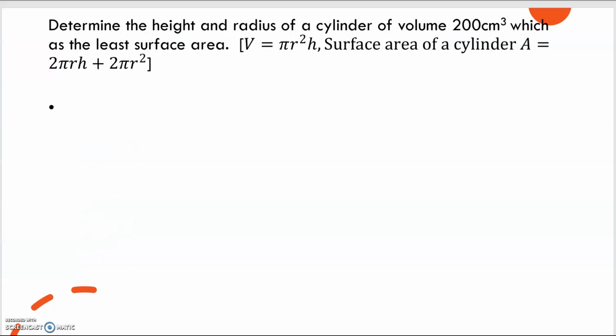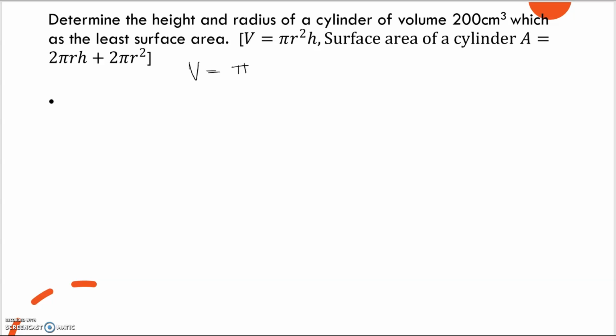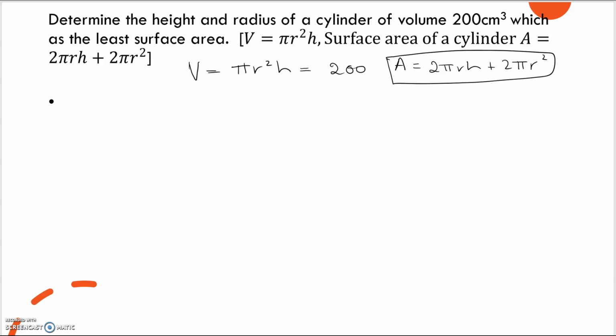When you've got a question like this and maybe you don't even know where to start, write down what you've got and the facts about what you've got. So you know that V equals pi r squared h, and you're told that that is 200. And you're also given the surface area, and you're asked to optimize the area. So that means you need to find the derivative.